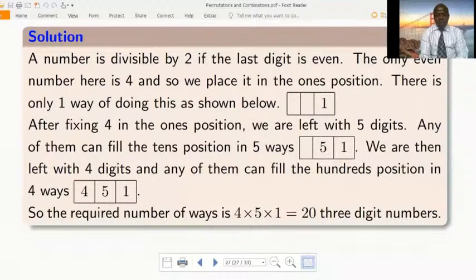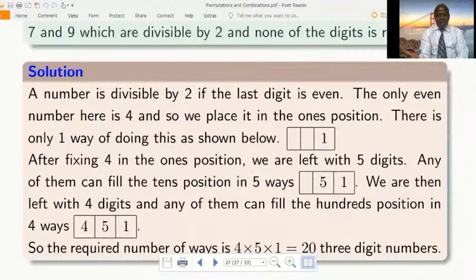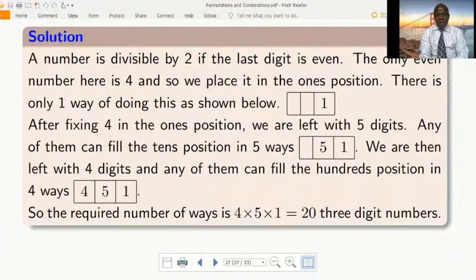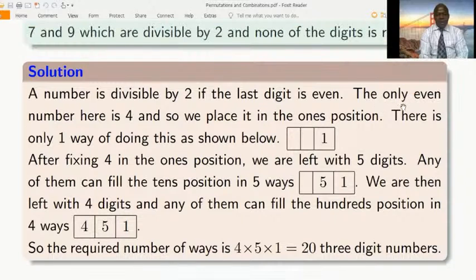And this is my reasoning. At your own time, you can go through it, but I've already explained it. I've already said a number is divisible by 2 if the last digit is even. So that means we begin by fixing the last digit. The only even number is 4, and so we place it in the ones digit. So there is only one way of doing this.